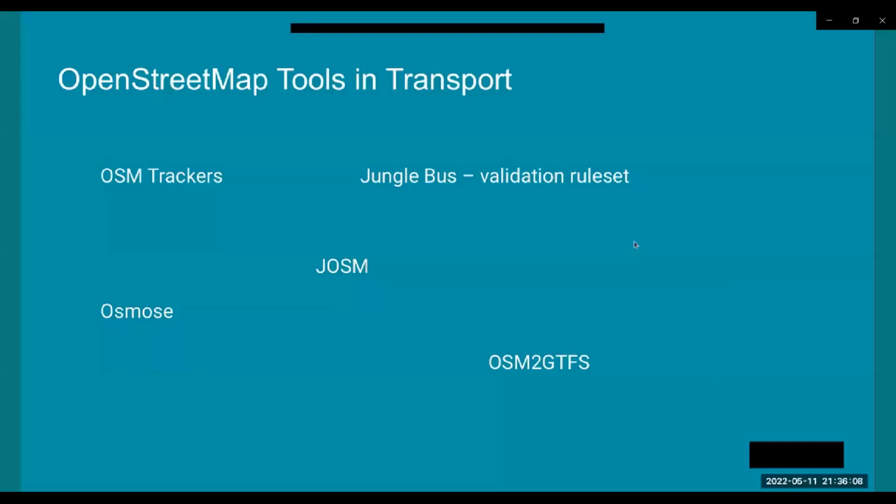The tools that were used for this project, just highlighting a few, OSM Tracker. A lot of phones are GPS enabled, and these GPS enabled phones help us to track where we are going from one point to the other and collect data along the way. OSM Tracker is a very great tool.